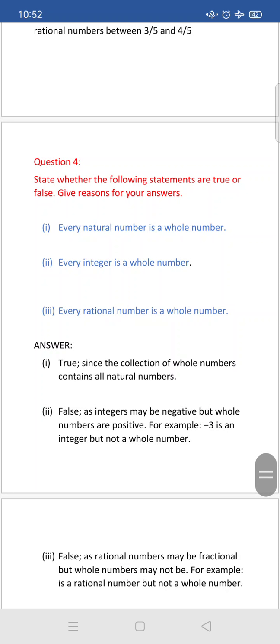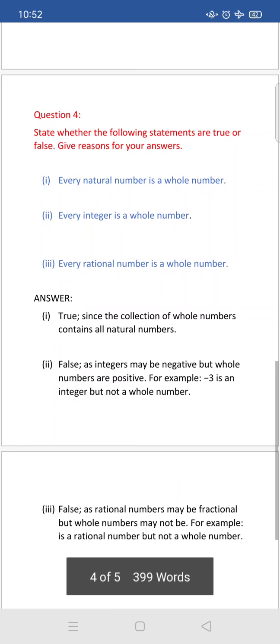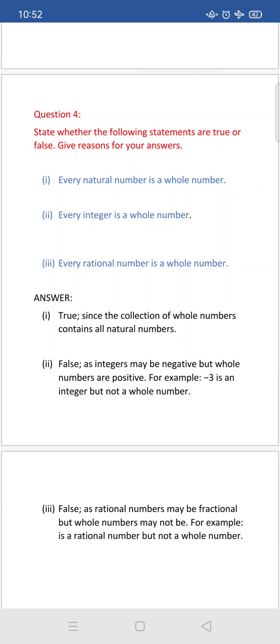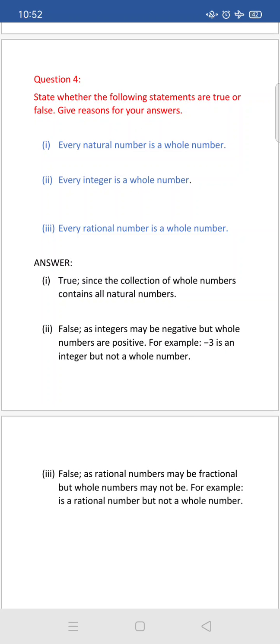Now question number 4: state whether the following statements are true or false. Give reasons for your answers. Let us read out the first one: every natural number is a whole number. Here this statement is true, and I have given the reason also. The collection of whole numbers contains all the natural numbers, isn't it?